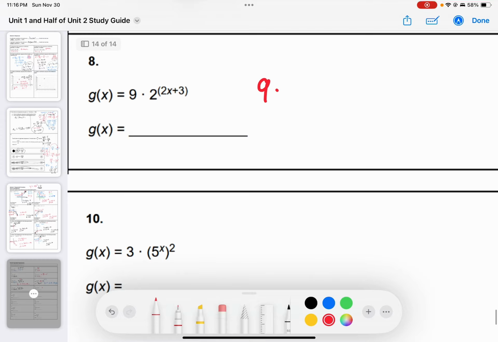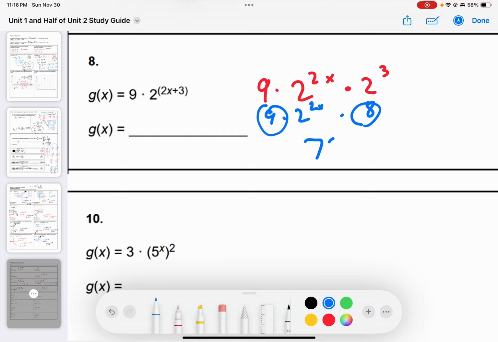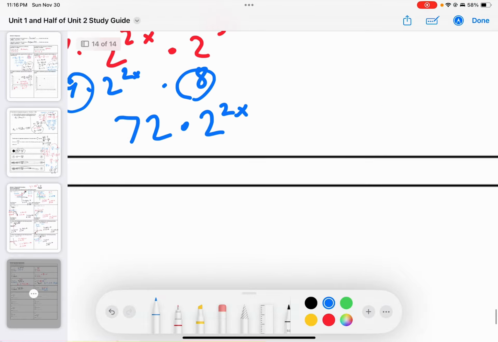I get 9 times 2 to the 2x times 2 to the 3rd. And so let's simplify. This is a good question. 2 to the third is 8. 9 times 2 to the 2x times 8. Now I'm going to combine these. Get 72 times 2 to the 2x. But I think we can take this even a step further.